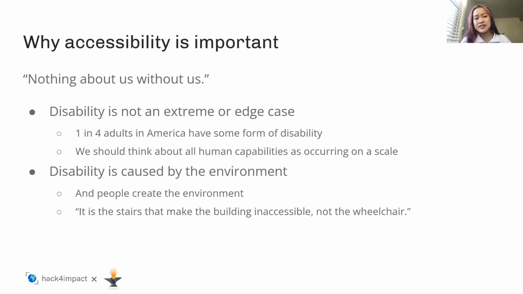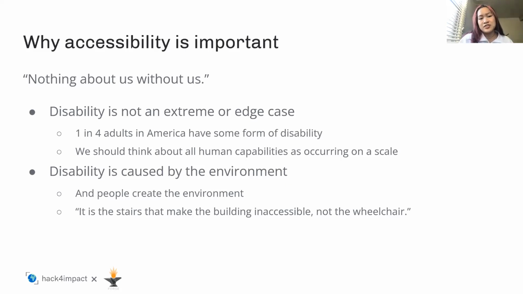So think about how disability is not an extreme or edge case. 1 in 4 adults in America have some form of disability, be it visible or not. Because of that, we need to think of all human capabilities as occurring on a scale. At any point in time, anyone may have some sort of disability, either getting one, such as if they were to break their leg, or falling in between on a scale.